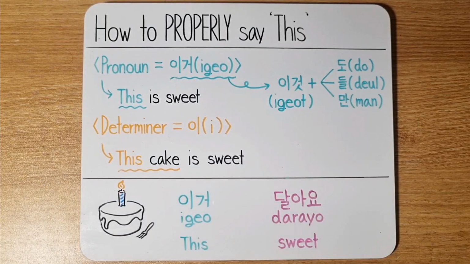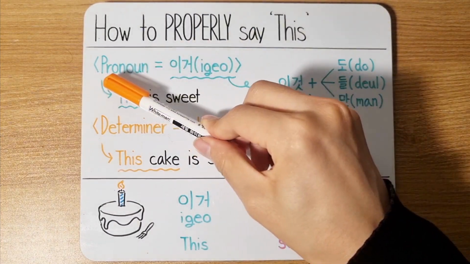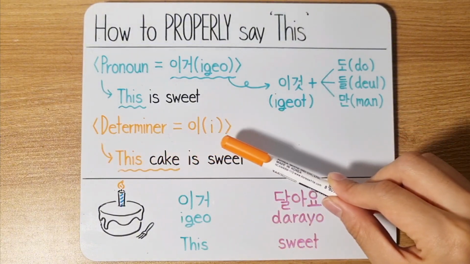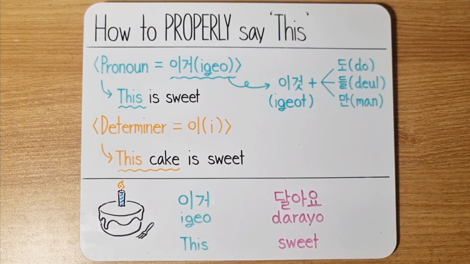You can use this in two ways. Number one, you can use it as a pronoun. Or number two, you can use it as a determiner. So let's first talk about when we are using it as a pronoun.